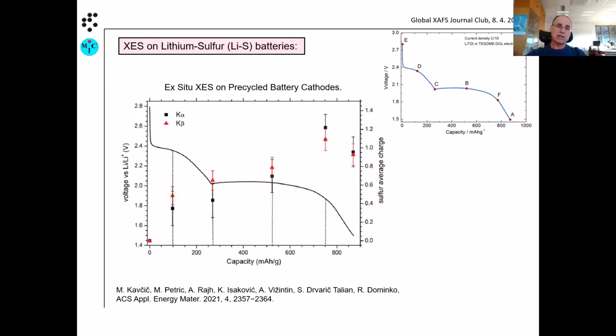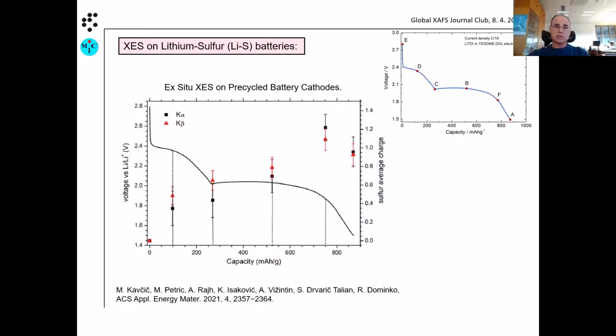You can see here we have measured both the alpha and beta series, and we can really see nicely the reduction of sulfur through the cycle. Just the last point is surprisingly a bit lower, but this has been explained: it is not a problem of the measurement, but is expected as a so-called shuttle phenomenon. You lose some of the active material through the process in the battery, and you can even somehow verify the amount of sulfur that has been converted.